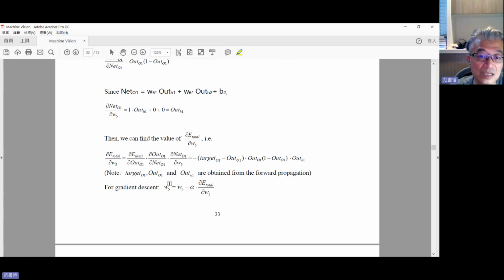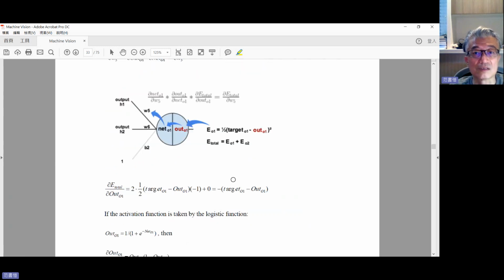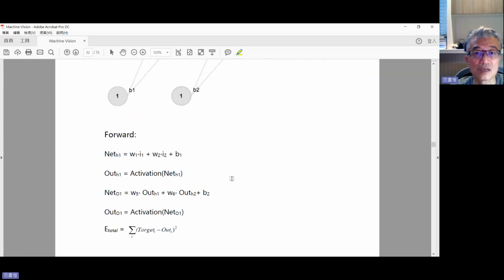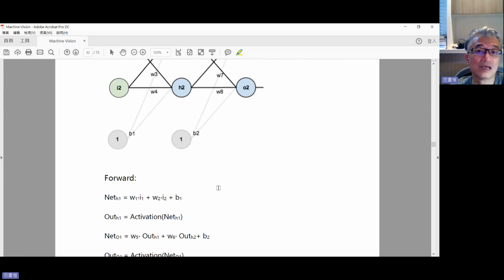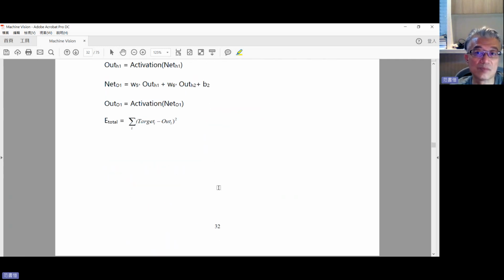W5 at t plus 1 equals W5 at t minus alpha, the learning rate, times the partial derivative of the total error with respect to W5, which is right here in this equation. It's from the forward pass, so it can be obtained. Okay. So this is with respect to W5, and W6 and W7 can be calculated in the same manner.